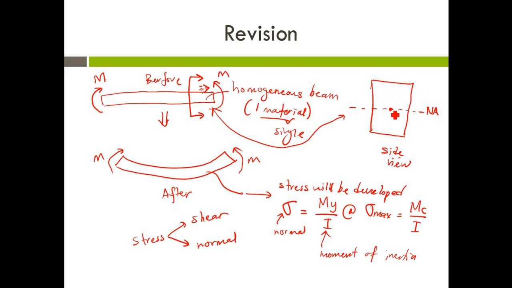Okay, so let's say this is the centroid. The neutral axis must pass through the centroid. Then let's say the question asks you to calculate the stress at point A. The stress is given by My over I. So for this case, if you want to calculate the stress at point A, we write here y_A and sigma A.